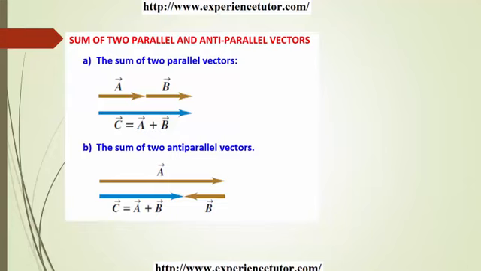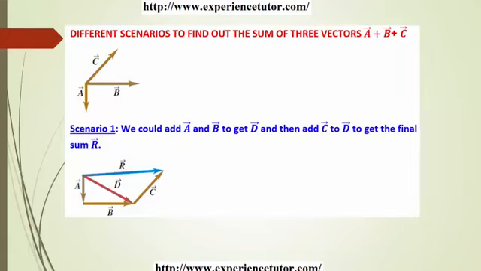Different scenarios to find out the sum of three vectors A plus B plus C. Scenario 1. We could add A and B to get D and then add C to D to get the final sum R.